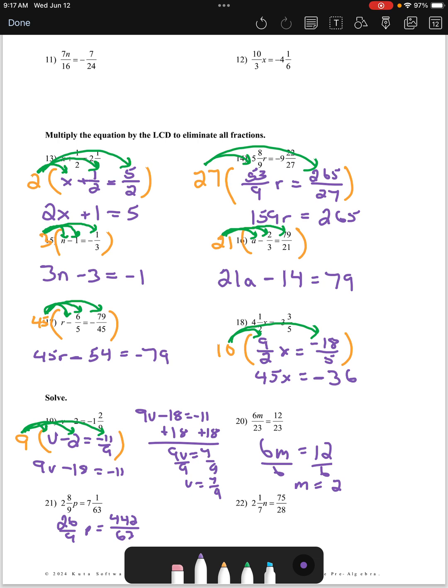Now, thankfully, 63 is a multiple of 9. We all know that's 9 times 7. So, when we try to clear out the fractions, we can use 63 as our LCD. For the first fraction, 63 divided by 9 is 7, and 7 times 26. So 7 times 20 is 140. 7 times 6 is 42. 140 and 42 gives us 182p.